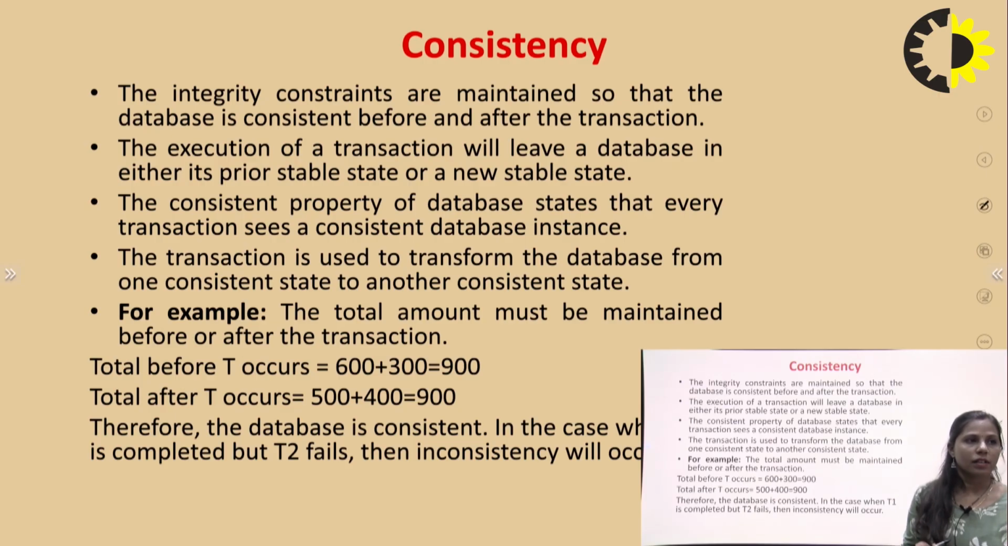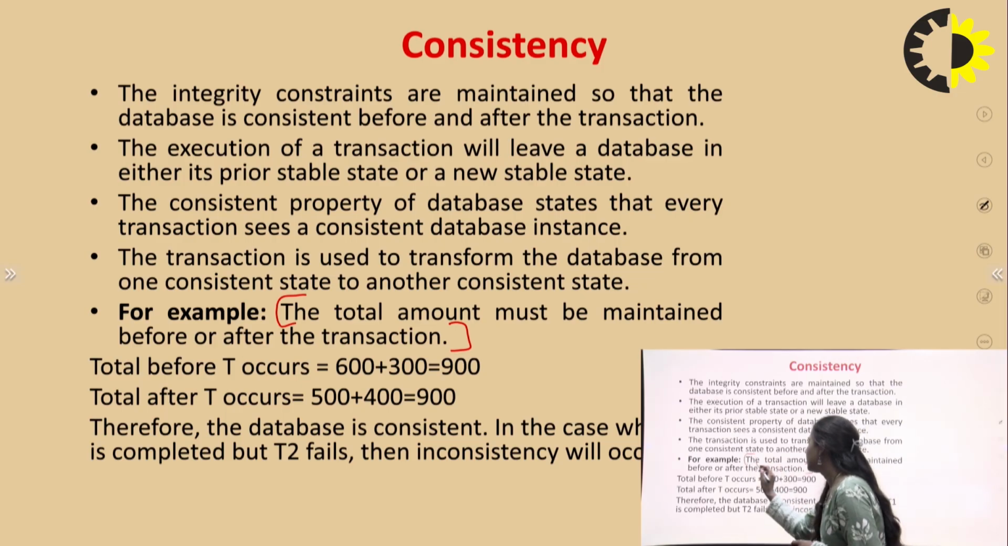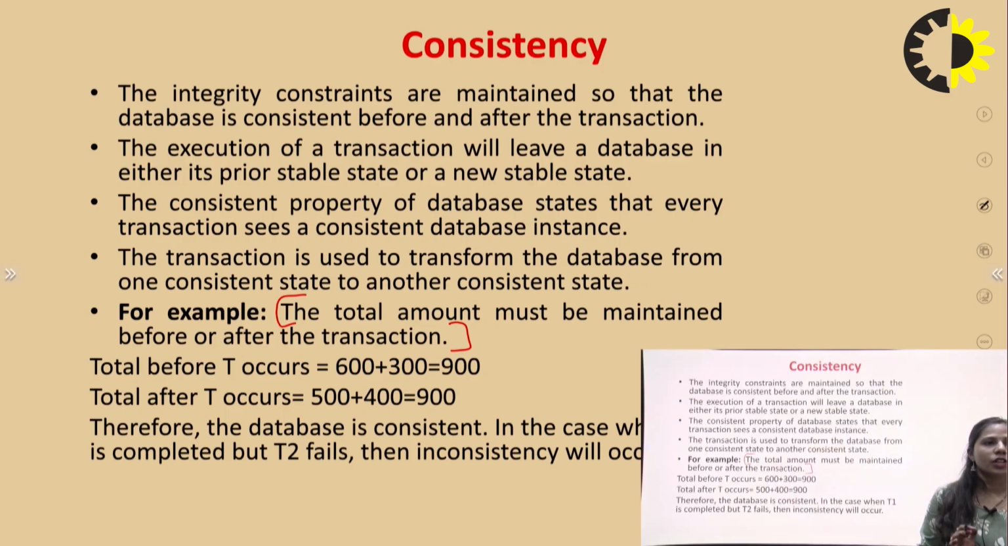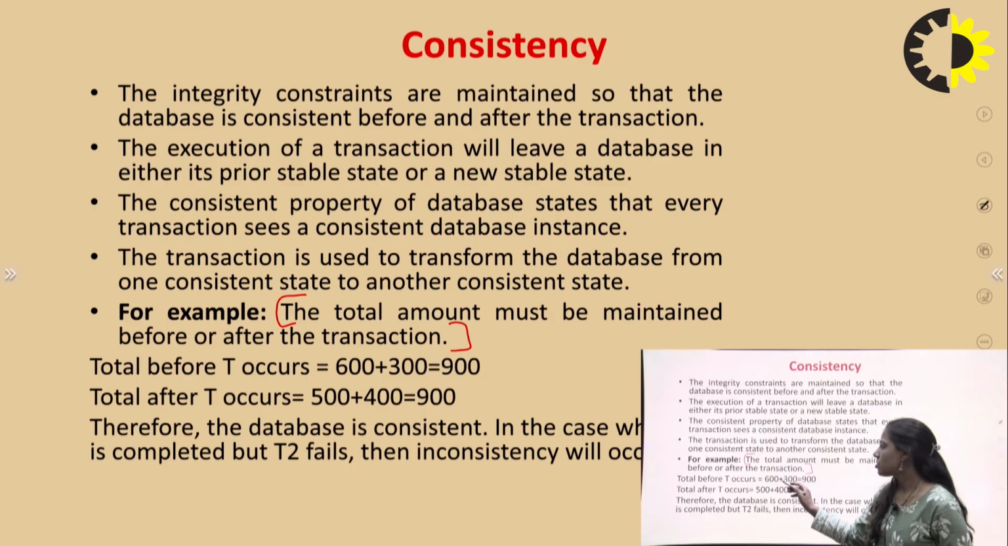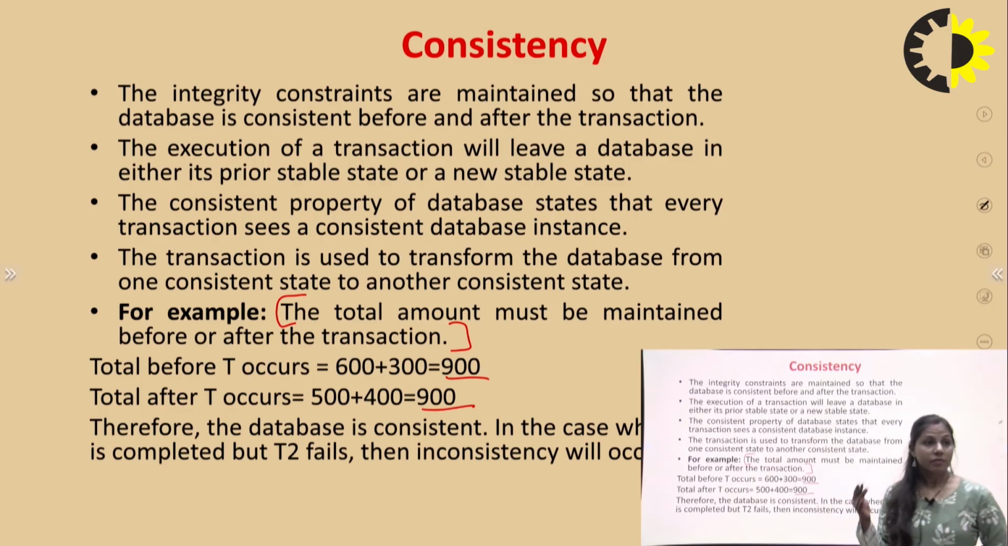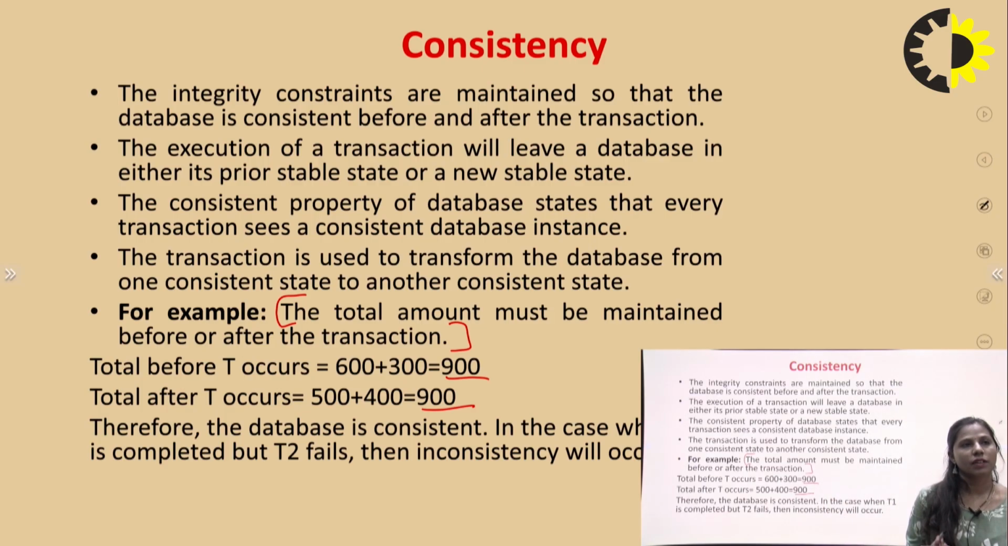For example, the total amount must be maintained before or after the transaction. This is the function of consistency. The total amount means whatever the amount was before the transaction, it should be maintained after the transaction also. For example, before the transaction it was 600 plus 300, so it was 900. But after the transaction, it was 500 plus 400. The amount should be the same. This is how we can check the values of consistency.